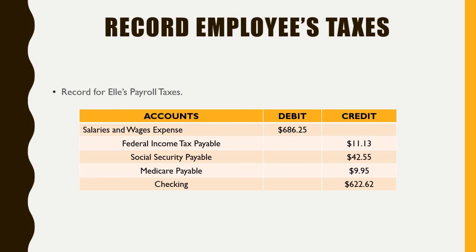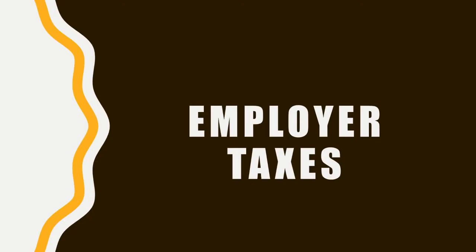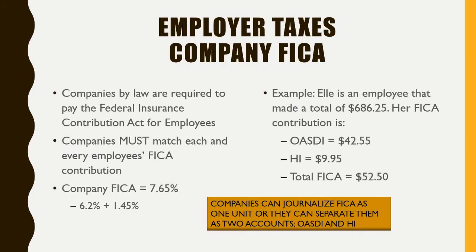Now we can go ahead and talk about employer taxes. Of course, after calculating employee taxes, you need to take their earnings and deposit them in certain sections. So we're going to start talking about company FICA. Just like how we calculated for our employee, we must match them 100%, as in if they put a portion to their Social Security and Medicare, we need to match them 100%.